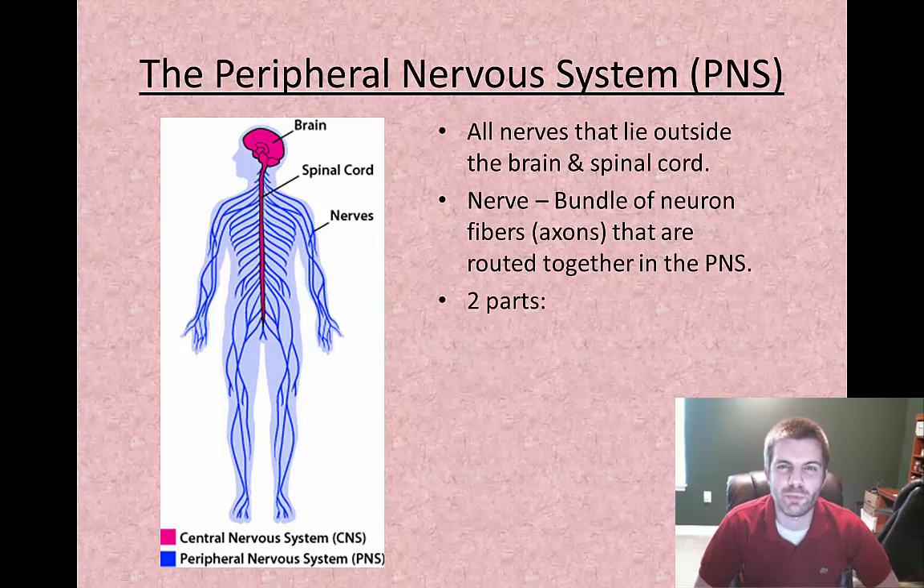So the PNS, or the peripheral nervous system, is basically all of the nerve fibers in your body that lie outside of the brain or the spinal cord. So you can take a look at this diagram here. It pretty much shows you exactly what we're talking about. And nerves, all they are is just a collection of axons bundled together, and they're routed all throughout your body down to the periphery, like your hands and your feet, etc. Even though there's not really anything else. You don't have like a tail or anything.